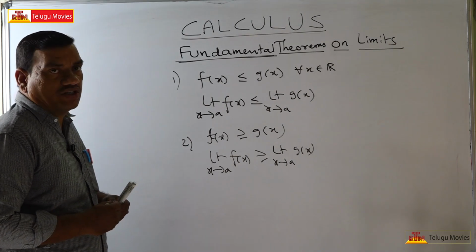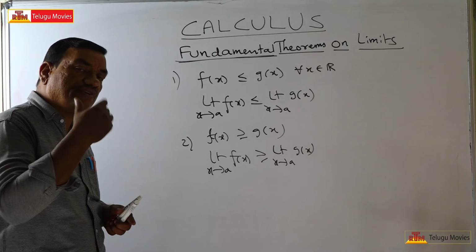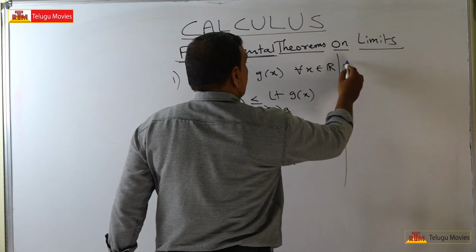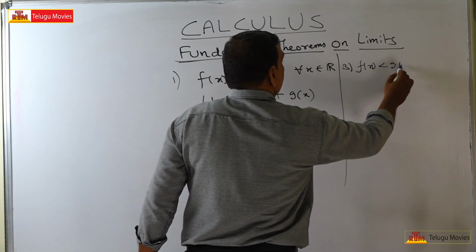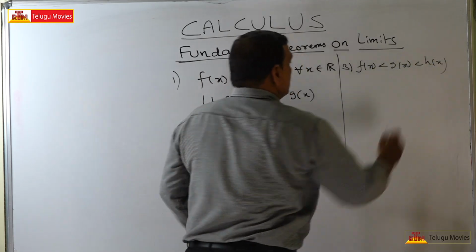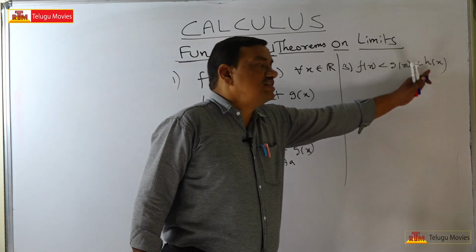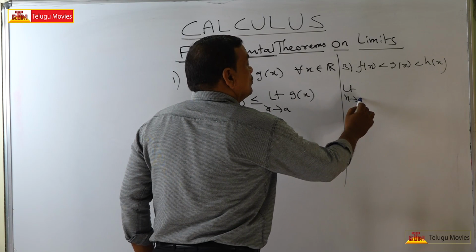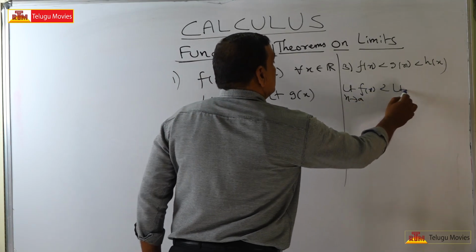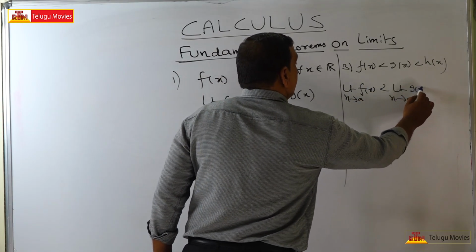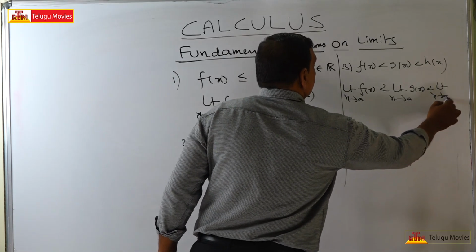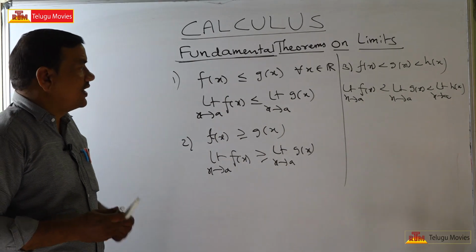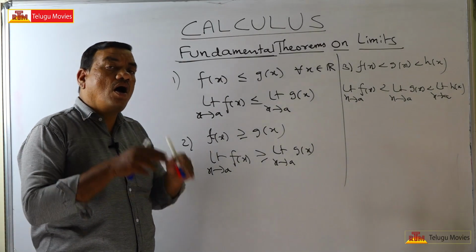Not only for two functions, it applies even for more than two functions. For example, f of x is less than g of x is less than h of x. Then also limit as x tends to a of f of x is less than limit of g of x is less than limit of h of x. Then also the less than will come. Okay, right. So these are the fundamental theorems on limits.